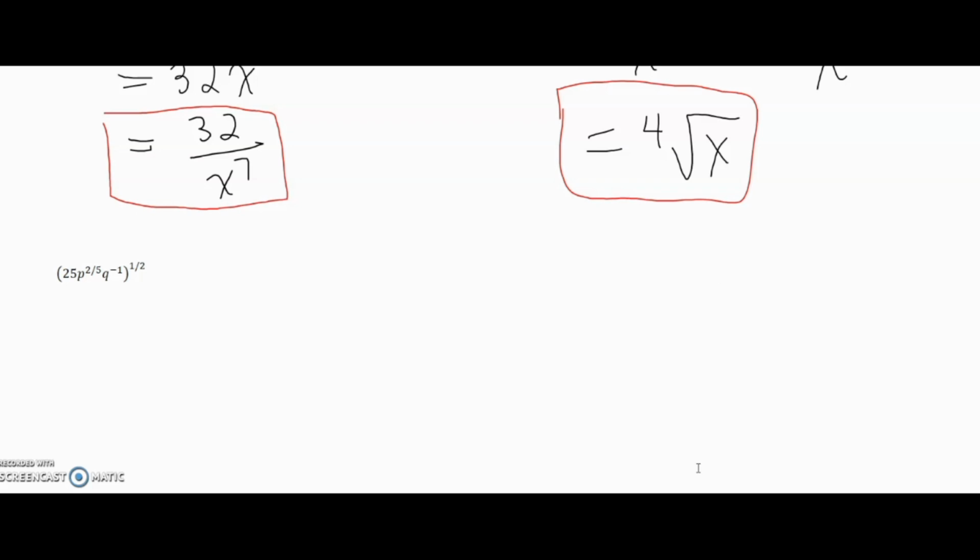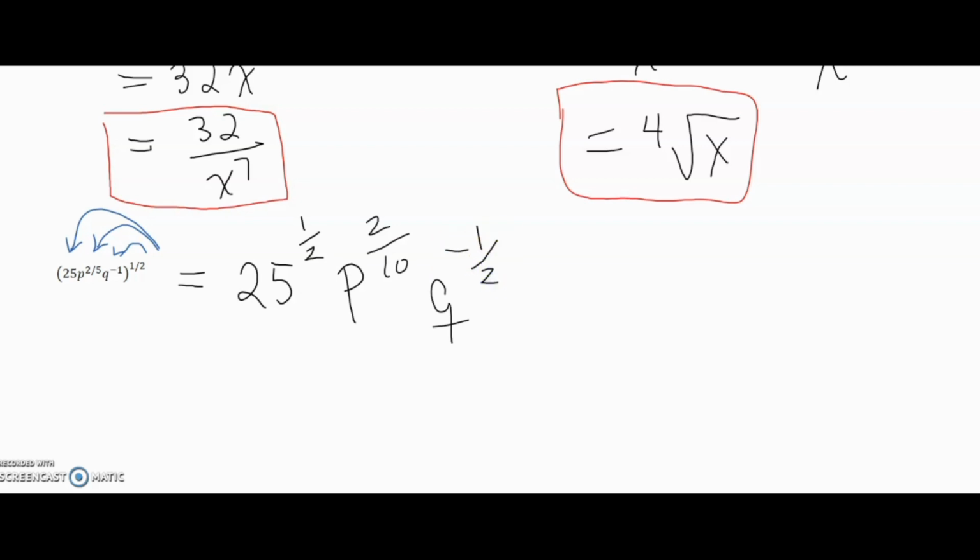So once again, I would like to distribute. The 1/2 is going to get distributed once, twice, 3 times. Do not forget about the 25. Here I go. So I have 25 raised to the 1/2 power. My p is going to be 2/5 times the 1/2. I believe that's 2/10. Check my work. And then q has a negative 1 power. Multiply by the 1/2, so it's negative 1/2. Okay, we have done the distribution.